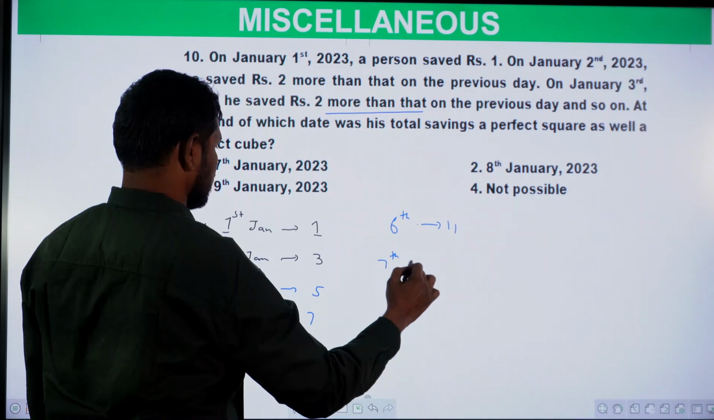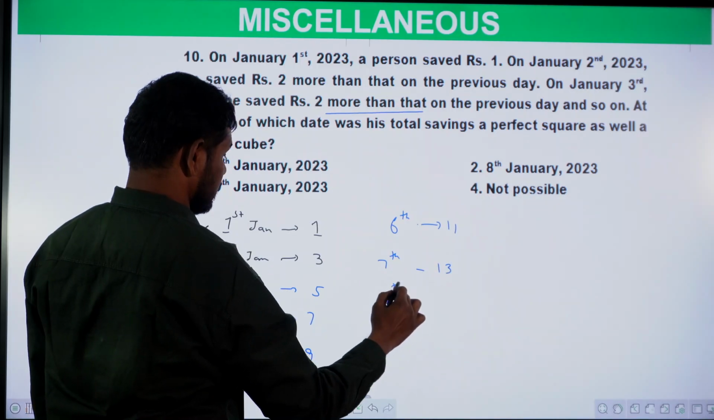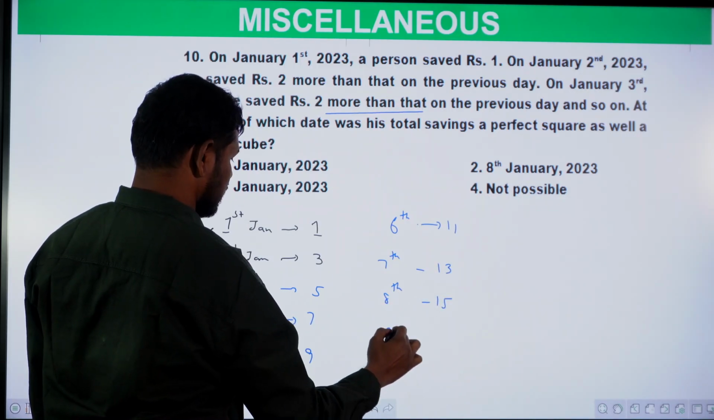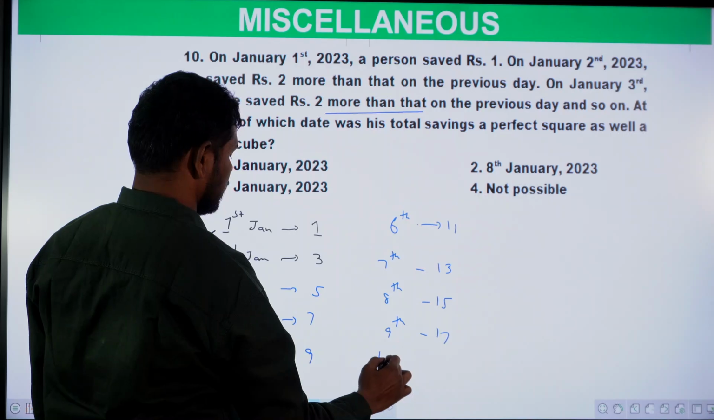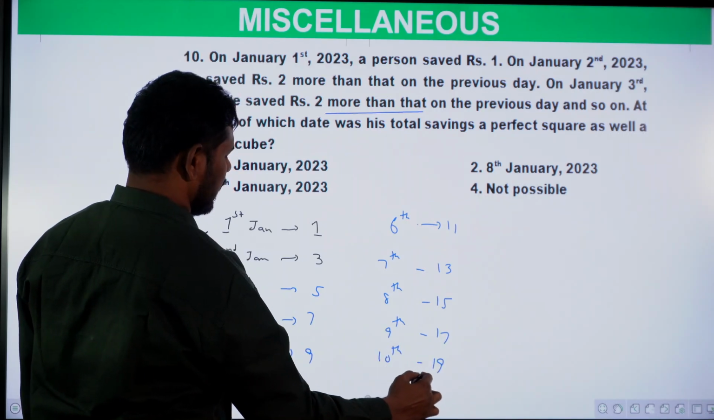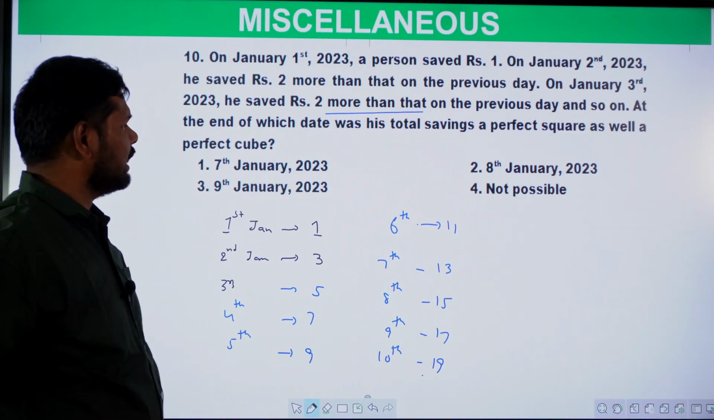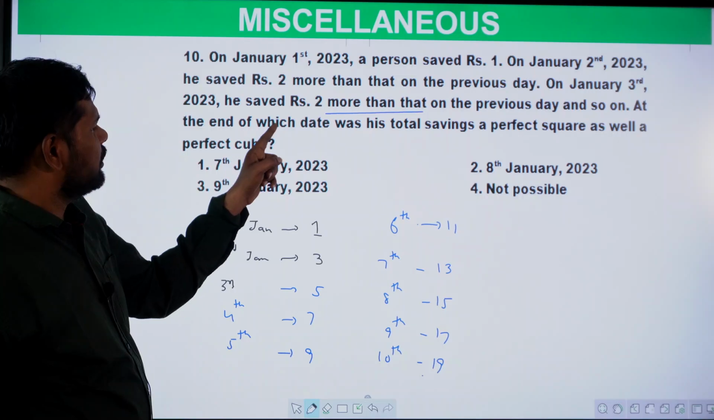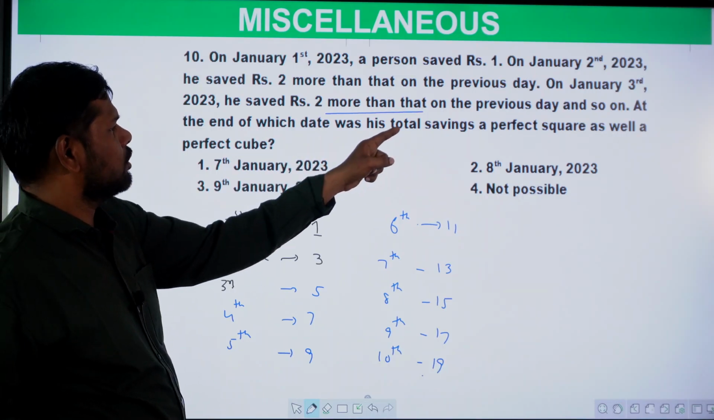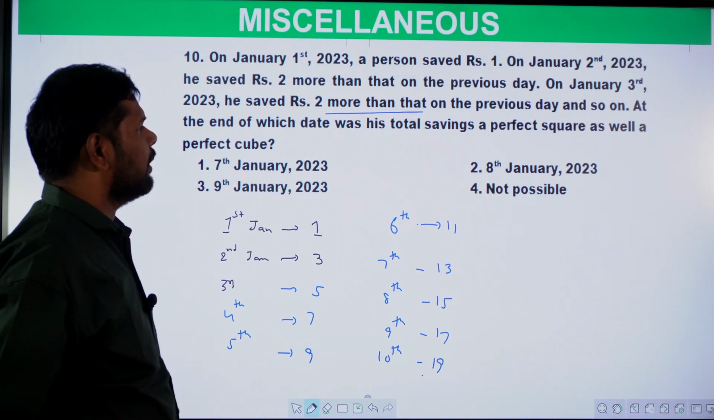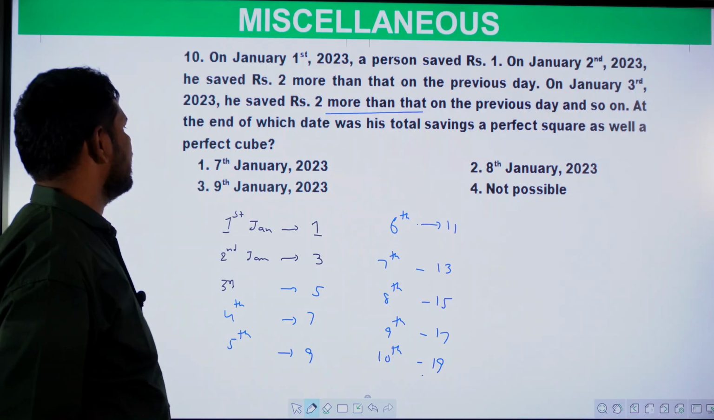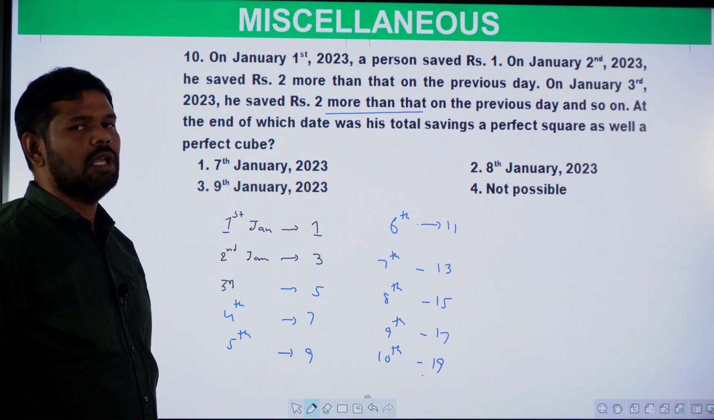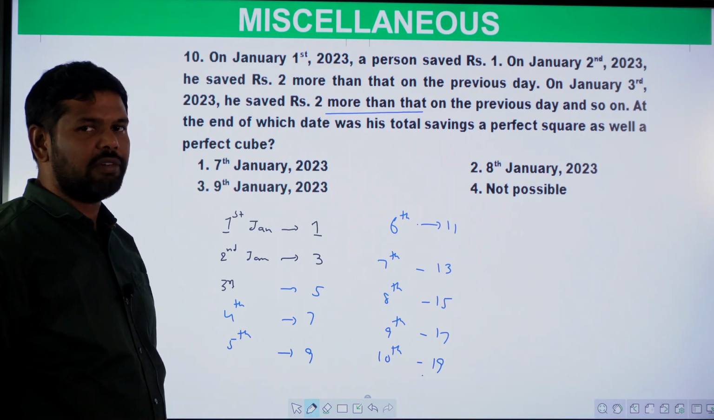11. 7th January, 13. 8th January, 15. 9th January, 17. 10th January, 19. Like this, it will continue. What are they asking? At the end of which date was his total savings a perfect square as well as a perfect cube? Perfect square and perfect cube.